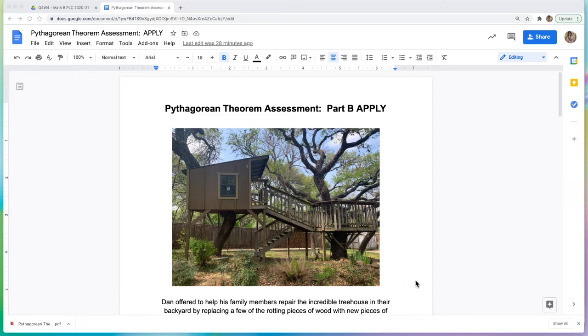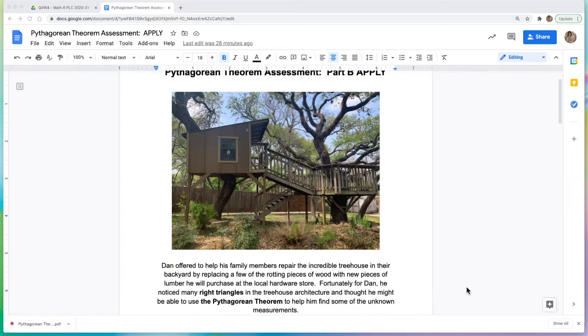No matter which option you choose, you should all read the first page with the picture of the treehouse. Dan offered to help his family members repair the incredible treehouse in their backyard by replacing a few of the rotting pieces of wood with new pieces of lumber he will purchase at the local hardware store. Fortunately for Dan, he noticed many right triangles in the treehouse architecture and thought he might be able to use the Pythagorean theorem to help him find some of the unknown measurements.